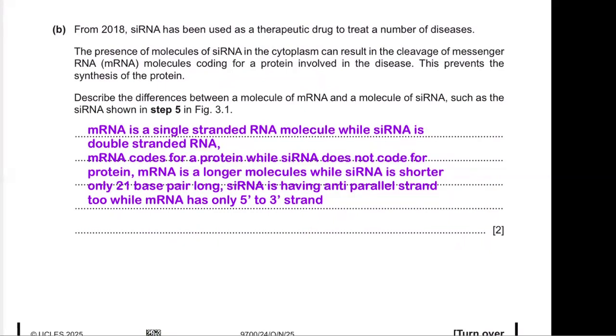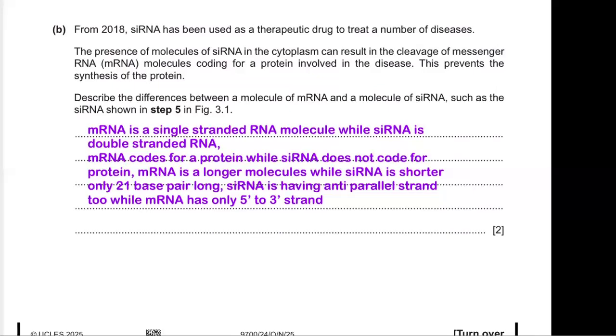So again, here you are told that this siRNA can stop protein synthesis at the level of the mRNA, and the mRNA will be formed, but the abnormal protein will not be formed. So how can this siRNA work? This is the next part. Right now we are working where they are asking you to compare and just give the differences between a molecule of an mRNA and siRNA.